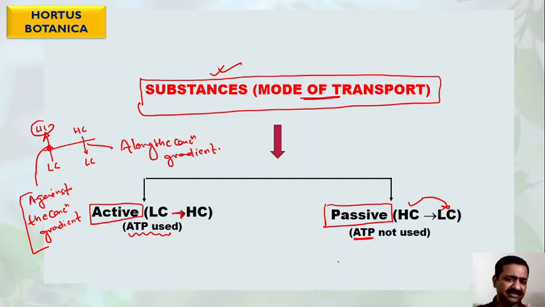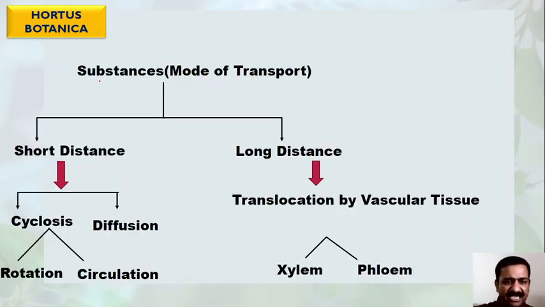So when you find the word active, think ATP is consumed. Passive, no ATP is consumed. Passive is movement along the concentration gradient, active is movement against the concentration gradient, isn't it? Now let's see about the substances. We are talking about the mode of transport.